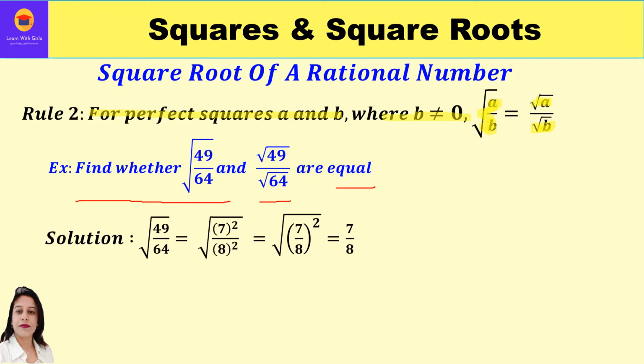First of all, we will take up the left hand side. Left hand side is root of 49 by 64. 49 is 7 square, 64 is 8 square. Further, we can write 7 by 8 whole square. Now we are going to take out one factor from this square and that will be our square root of the given number, that is root of 49 by 64. Now if you observe, this is our left hand side, right?